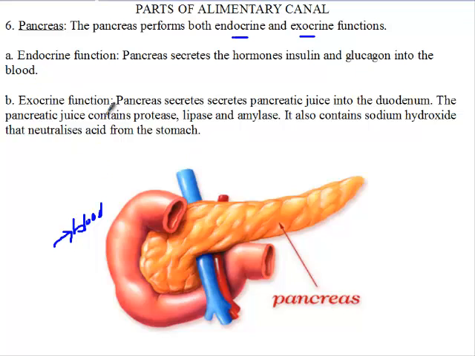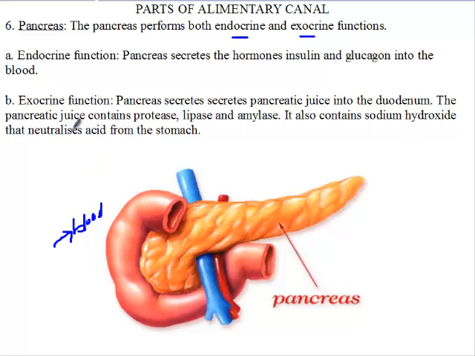With the exocrine function, that is where it plays a role in the digestive system. The pancreas will secrete pancreatic juice into the duodenum. Pancreatic juice is secreted into the duodenum, which is part of the small intestine.